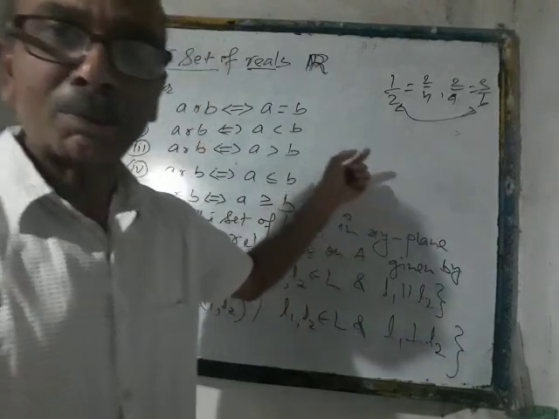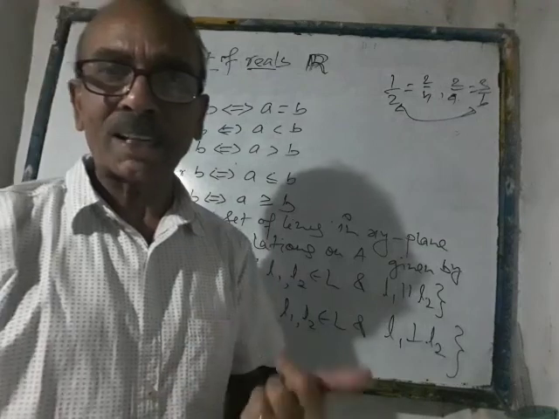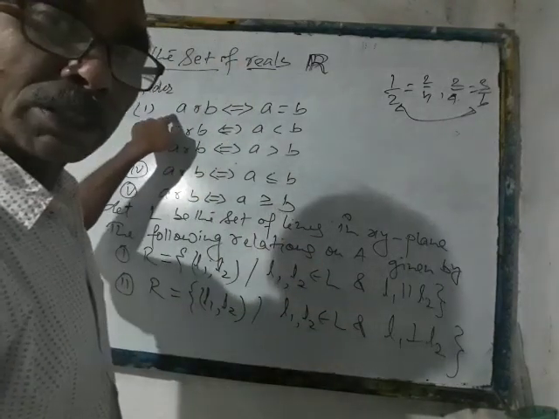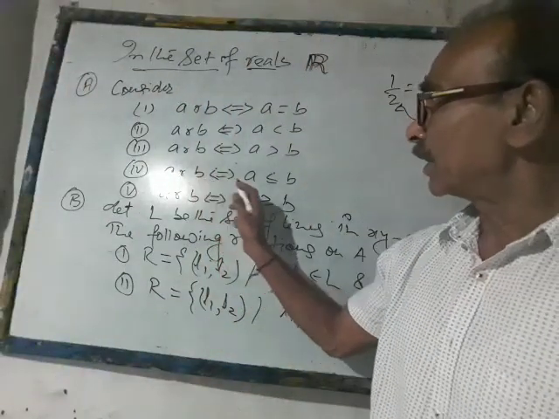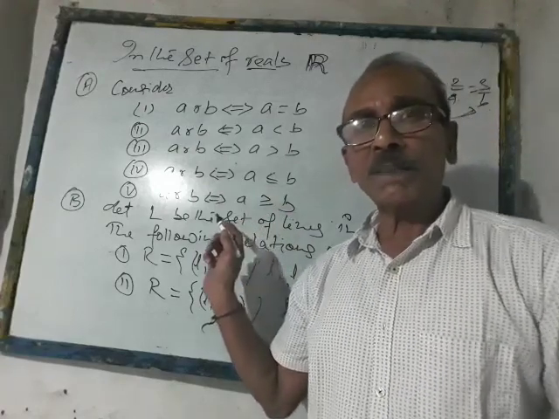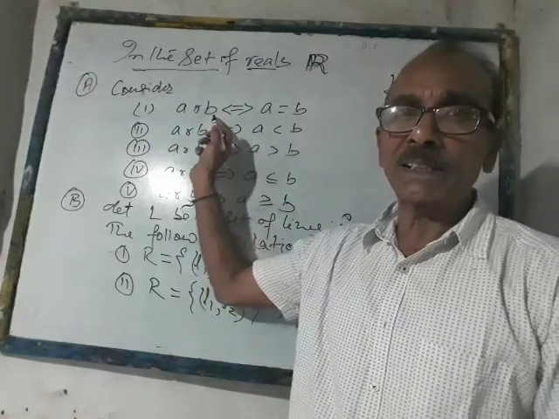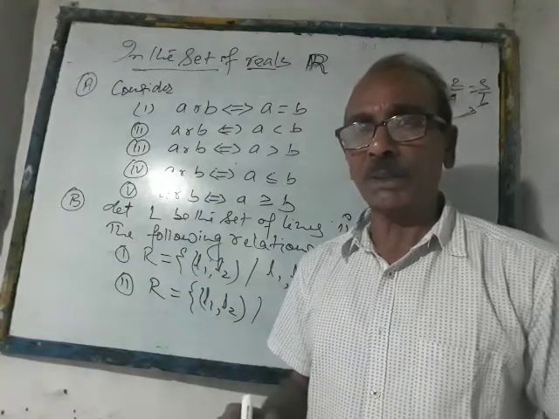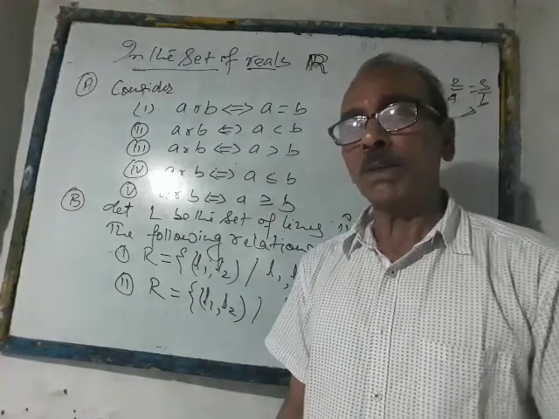I must say that you will be surprised to know that all these 5 relations are transitive relations. So far as reflexivity and symmetricity are concerned, reflexivity held only for the first one, the relation of equality, as well as the last two, the relation of less than or equal to and greater than or equal to. So far as symmetricity is concerned, only the first one, the relation of equality, was symmetric. The other 4 were not symmetric. But if we talk about the transitive relation, undoubtedly all of them are transitive relations.